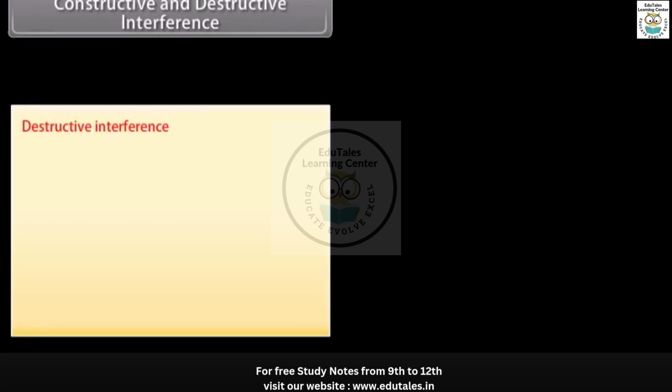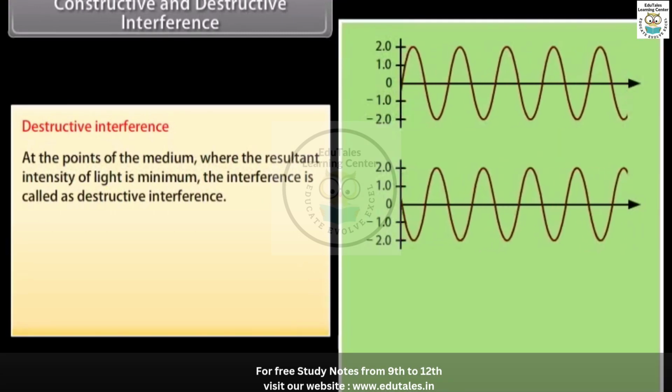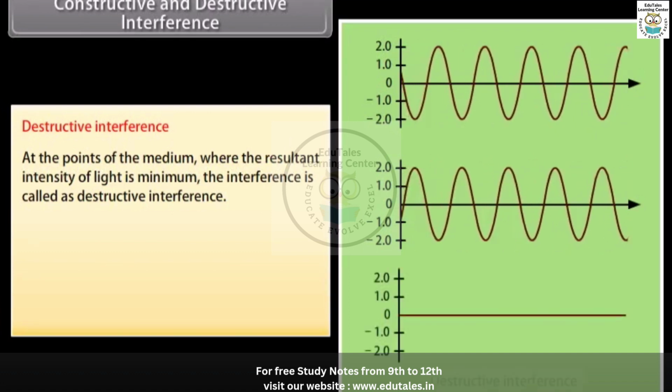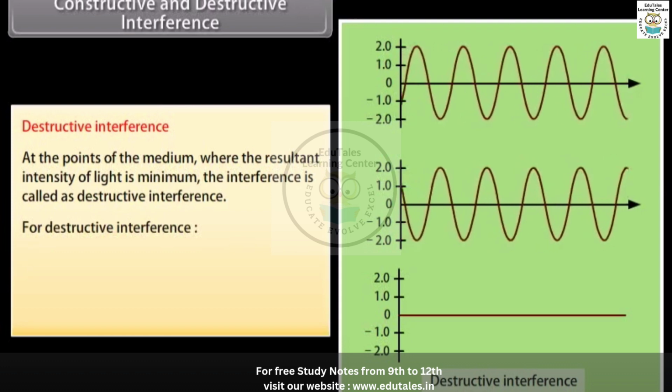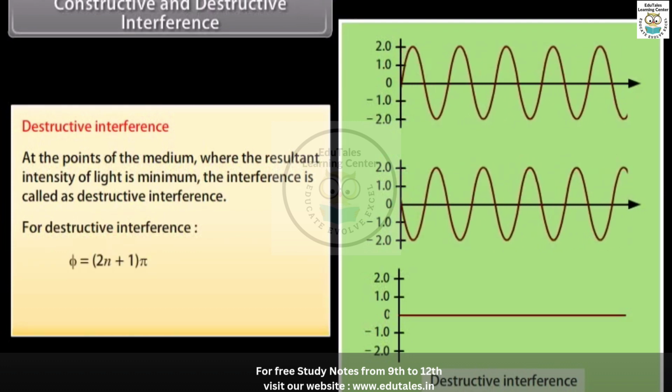Destructive interference. At the points of the medium where the resultant intensity of light is minimum, the interference is called destructive interference. For destructive interference, phi is equal to (2n plus 1) pi or p is equal to (2n plus 1) lambda by 2.